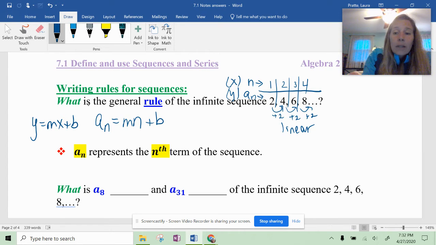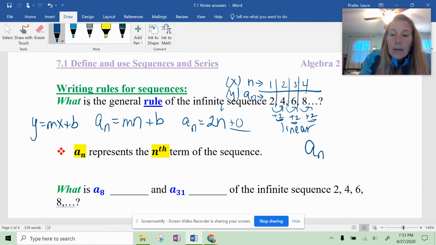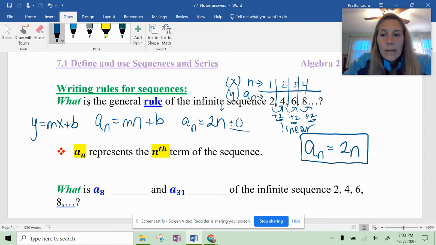So for this one, this number that's increasing each time, that's kind of like your slope. So it's going to be 2n. And then, are you adding or subtracting anything? Well, that's where you kind of have to test it out. So if I plug a 1 in here, 2 times 1, I get 2. If I plug in a 2, 2 times 2, I get 4. If I plug in a 3, 2 times 3, I get 6. So I don't have to worry about adding or subtracting anything. It would really be like plus 0. So our rule here is a sub n equals 2n. So all we have to do is take our input, multiply it by 2, and we get our output. That's it. So a sub n represents the nth term of the sequence.